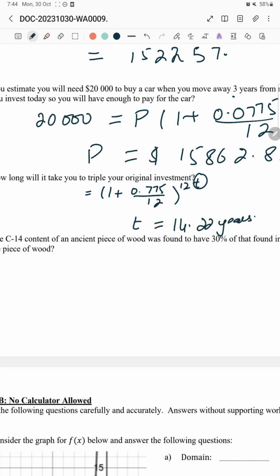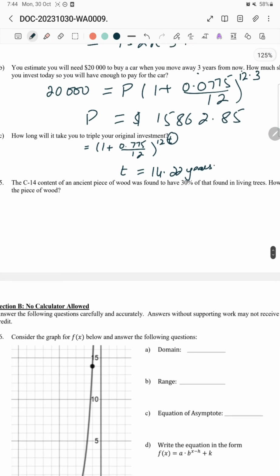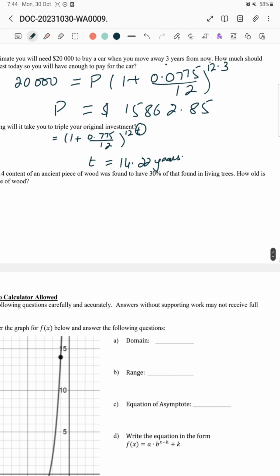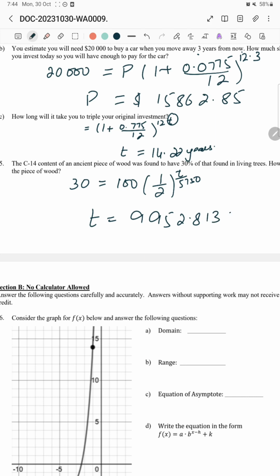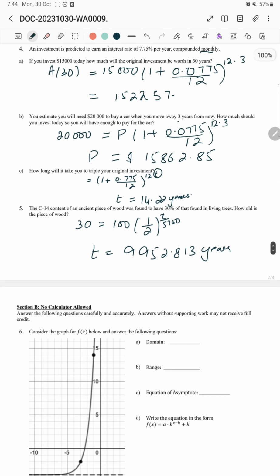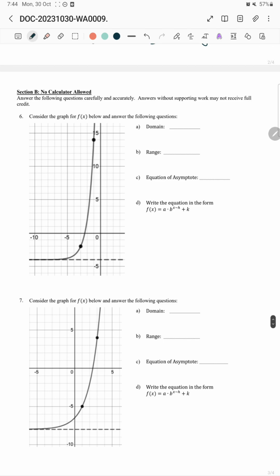Okay, the carbon-14 content of an ancient piece of wood was found to have 30% of that found in living trees. How old is the piece of wood? How old means again time. So 30 is equal to 100 times (1 by 2) to the power t by 5730. We are using the half-life formula. Okay, so now just solving it, we will get t is equal to 9952.813 years.